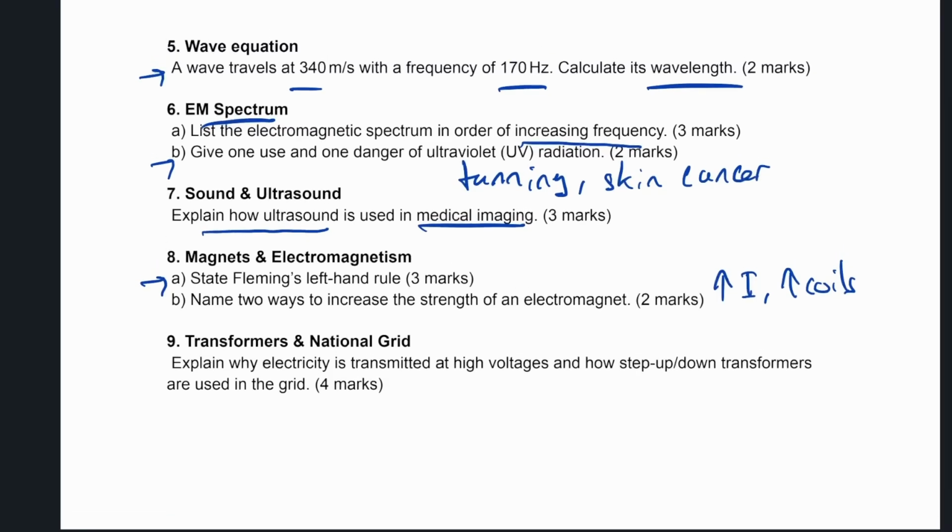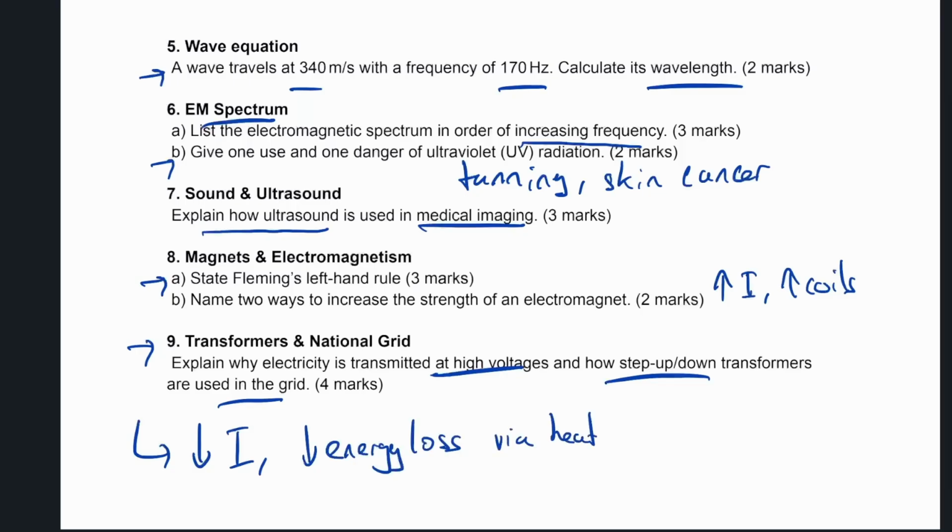Okay, the last thing over here then is question 9, transformers and national grid. Explain why electricity is transmitted at high voltages and how step-up, step-down transformers are used in the grid. So this is a pretty common question again. So what is the point of actually using these high voltages when we transmit electricity? That is something you definitely do need to know. So what you can say is when you use this high voltage, this results in a very low current actually. So let's change that. So when you have a high voltage, you have a low current, and as a result, this actually reduces energy lost as heat in the cables, in these long transmission cables, and this increases the efficiency of the energy transfer. So you can even write that.